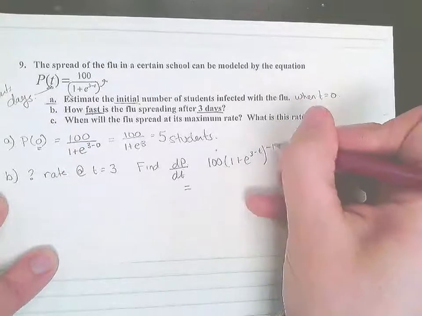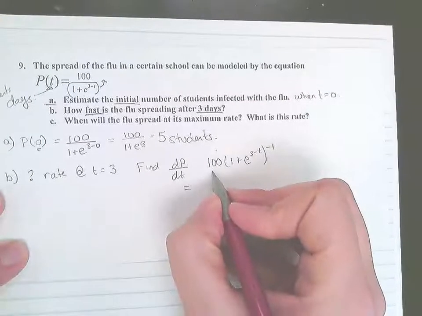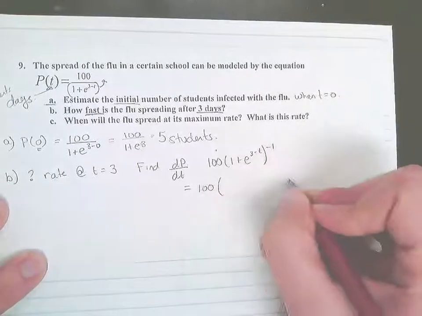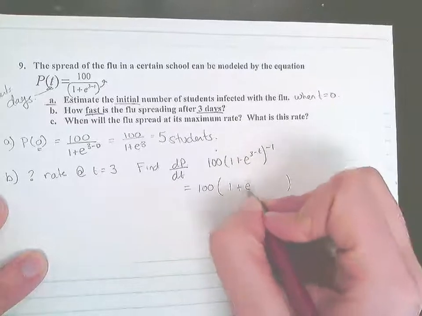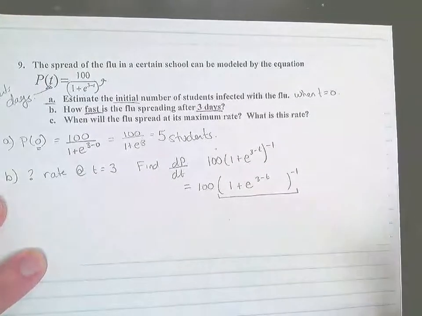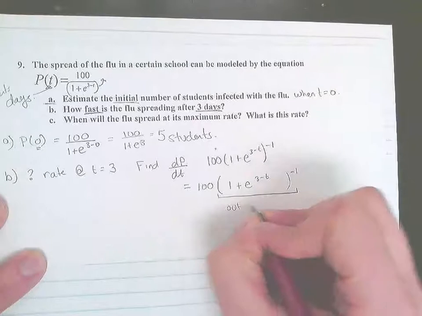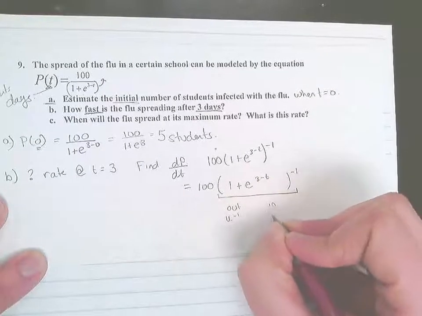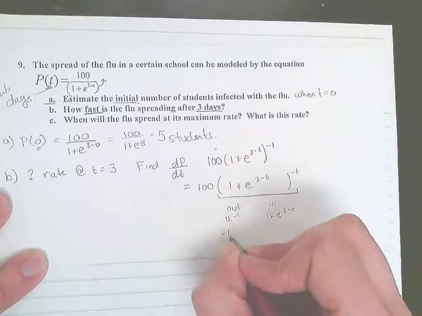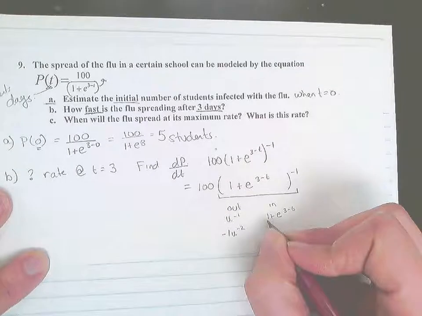So first off, if you think of this as a power property, it's 100 times the derivative of this thing. So the derivative of 1 plus e to the 3 minus t to the negative 1. Now obviously this looks like a chain rule because it's a function within a function. So the outside is u to the negative 1. The inside is 1 plus e to the 3 minus t. So the derivative of this is going to be negative 1 u to the negative 2. And the derivative of the 1, remembering, is 0.